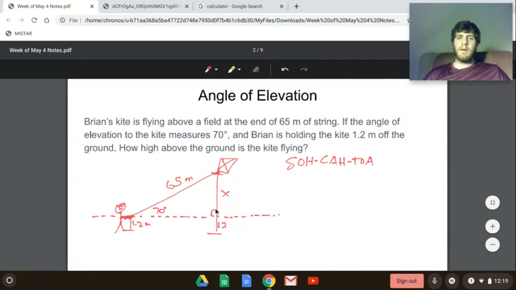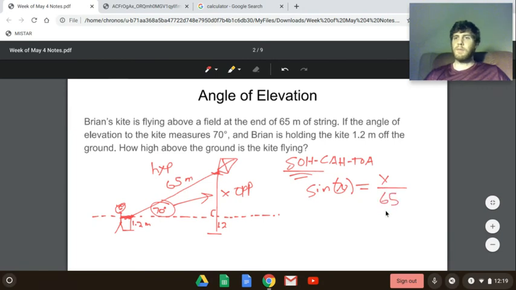Okay. Hypotenuse is across from the right angle, so that 65 is our hypotenuse. The angle we're interested in is the 70 degrees, and the x is across from it, so that's going to be opposite. So we have opposite and hypotenuse. So we're going to be using sine here. So the sine of our angle, so the sine of 70, is going to be equal to our opposite side x over our hypotenuse, which is 65. Okay, and then we just need to solve for x.